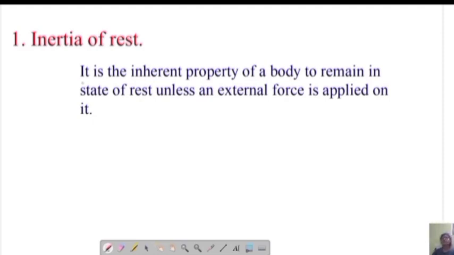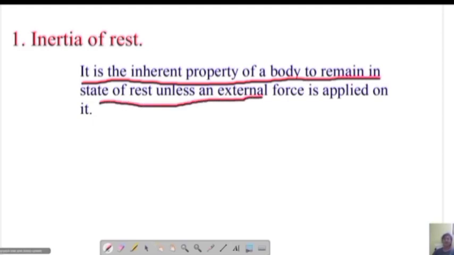So what does the inertia of rest tell? Let's know. It is the inherent property of a body to remain in a state of rest unless an external force is applied on it. You have to understand clearly here, it is an inherent property of a body, that is obviously, as it is inertia, and what it will do here, it will be remaining in a state of rest.